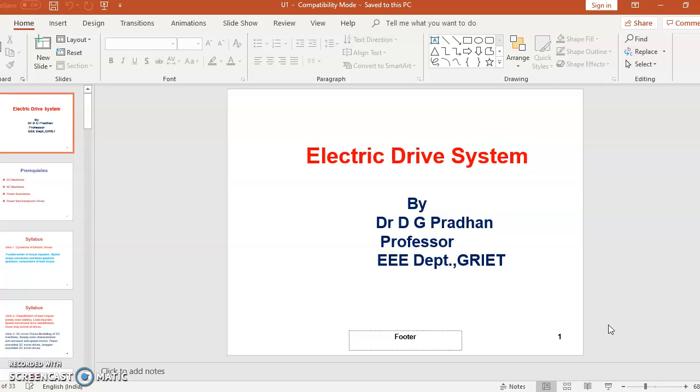Electric drive system. So initially we'll see what an electrical machine is. Electrical machines which convert electrical energy into mechanical energy are known as motors. We know that in respect of construction there is no difference between the motor and the generator. A DC machine can be used either as a motor or as a generator.